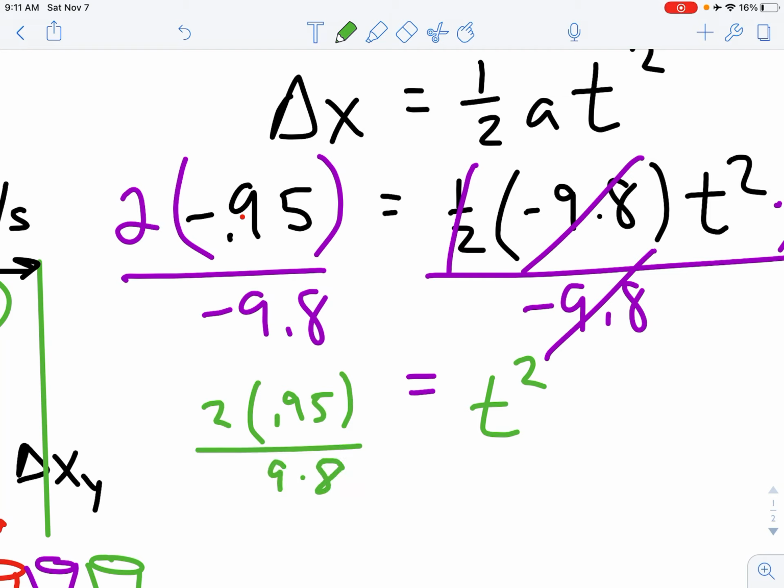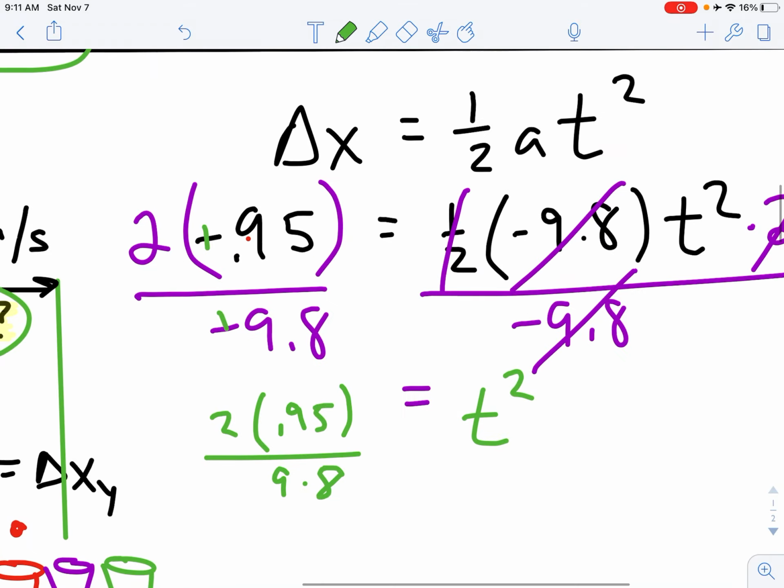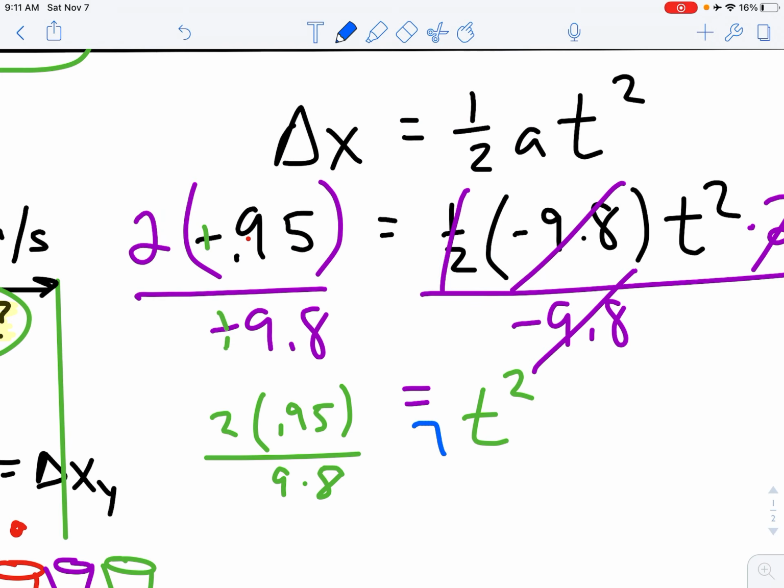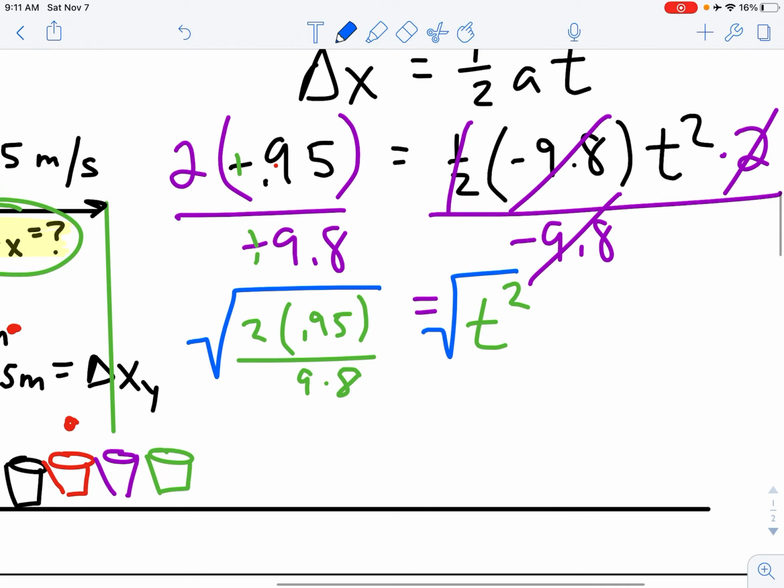Now notice I got rid of the negative signs because negative divided by negative always gives you a positive. So I just rewrote it without the negatives. And now I'm going to solve for t by taking the square root of t squared. That's an inverse operation. And I get t equals the square root of this number. So I'm going to grab my calculator, do it on the side here.